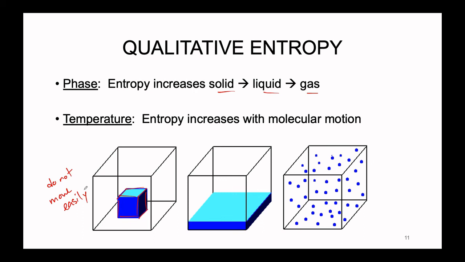Like, they will certainly be vibrating, but they may not necessarily be exchanging positions with each other, and even if they do, the number of positions are going to be stuck inside of this cube right here. This means that we're going to have a relatively low number of positions where these particles can exist in, and therefore a lower entropy.